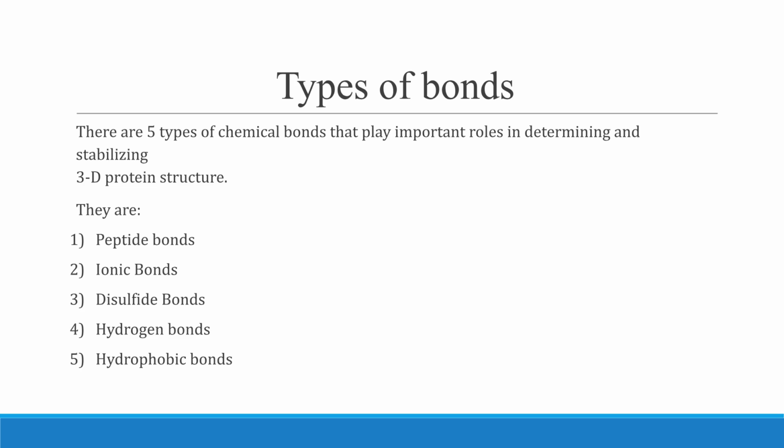5 main types of chemical bonds play a crucial role in determining and stabilizing the 3D protein structure. These are peptide bonds, ionic bonds, disulfide bonds, hydrogen bonds, and hydrophobic bonds.